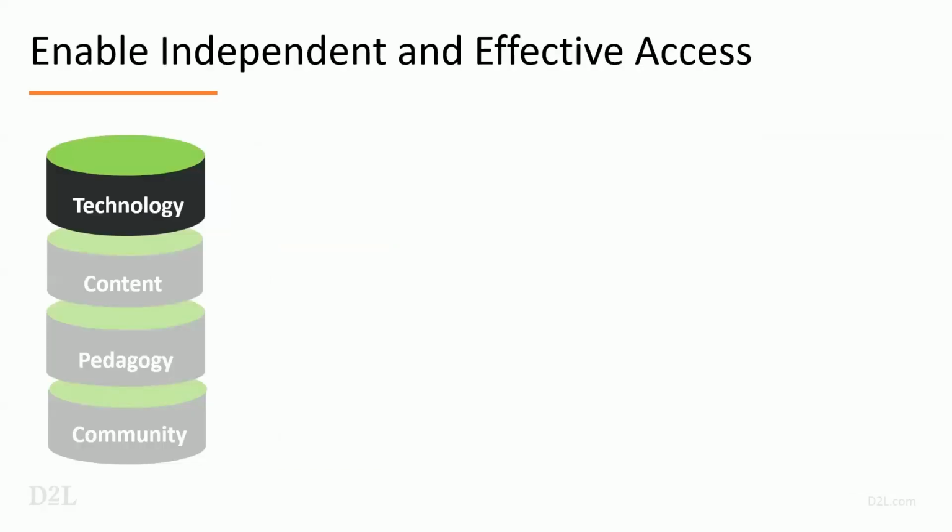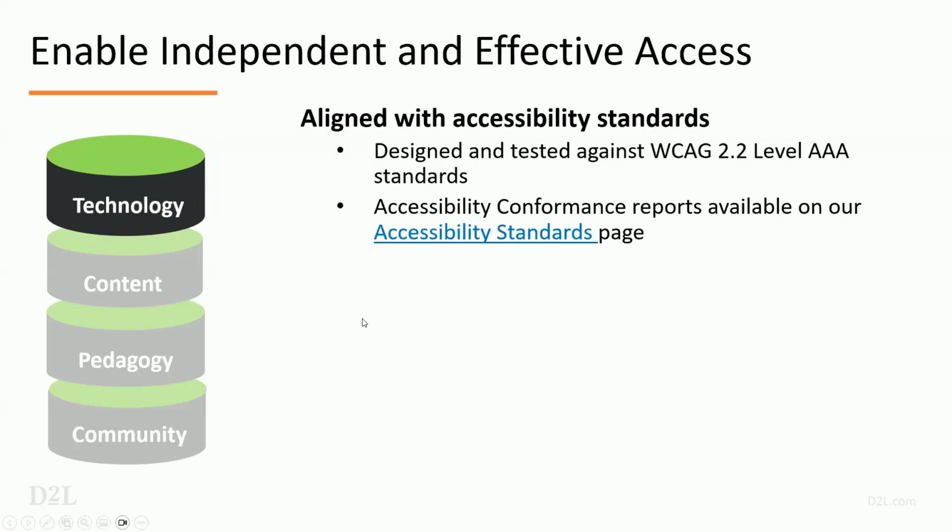The technology layer consists of the learning management system and the associated teaching and learning tools. So we offer technology that's technically and functionally accessible to enable independent and effective teaching and learning for you, your instructors and students. So how we do this is we integrate with the latest global accessibility standards in our product process and openly report conformance to the Web Content Accessibility Guidelines, level AAA standards and compliance, and our latest accessibility reports are posted on our accessibility page.